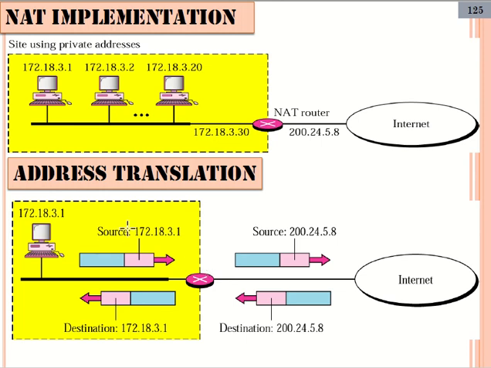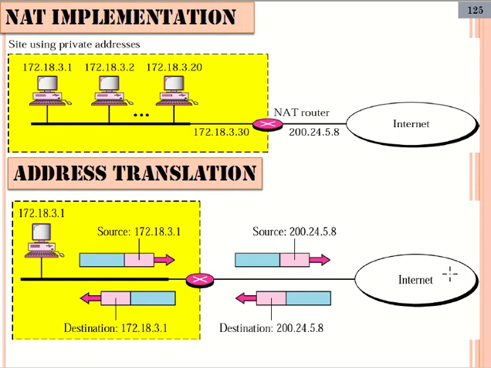Once this packet reaches the NAT router, the NAT router is going to change the address to the address of the particular router or the NAT network. So that address is 200.24.5.8. You can see whatever the address was there has been changed to the NAT address of this particular private network, and it will be sent.